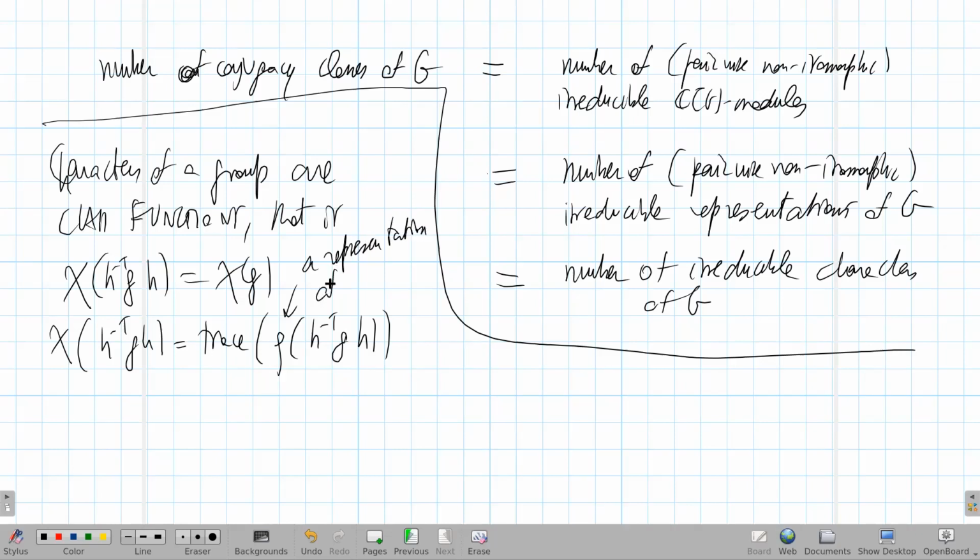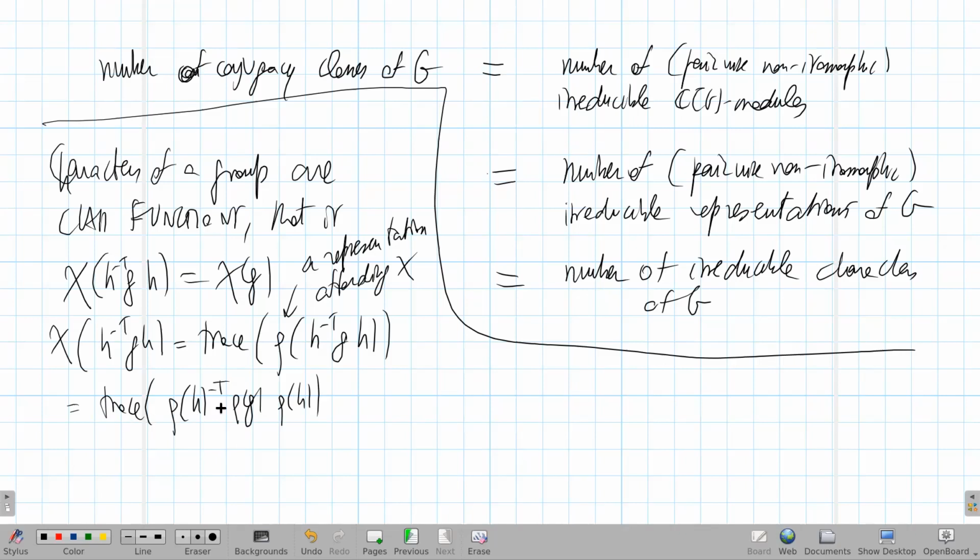Remember the term that we have used, affording the character chi. Simply meaning that chi to be a character means it's the trace of a certain representation. A representation is a homomorphism. So this is rho of H inverse, rho G, rho H, and the trace. This is the same argument that we used to see: two isomorphic representations, which are conjugate in some sense, give exactly the same character.